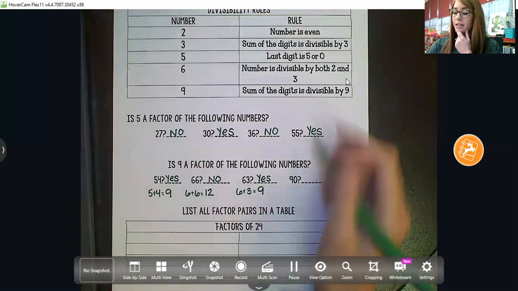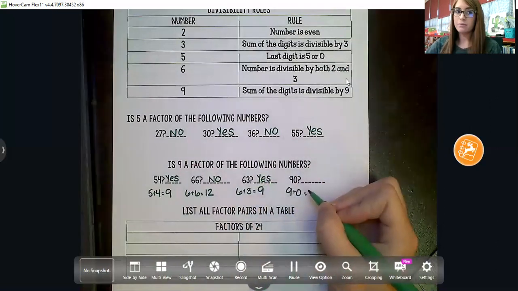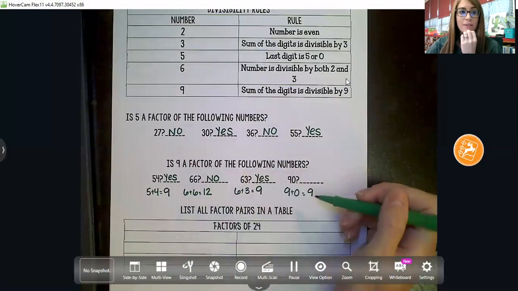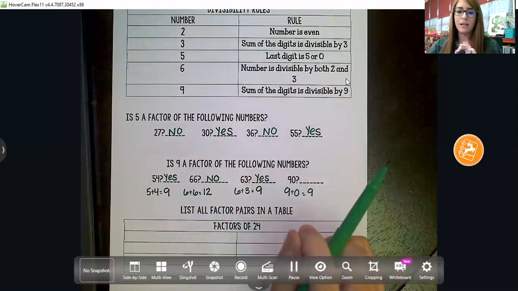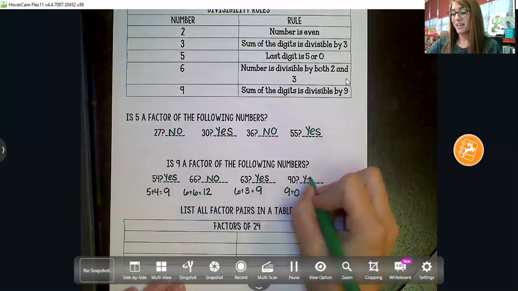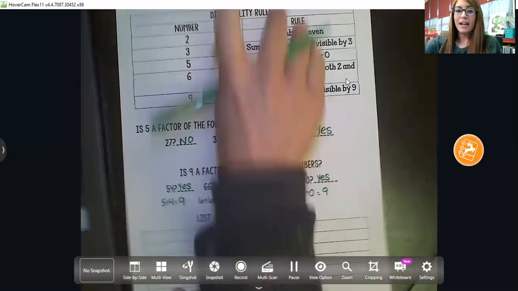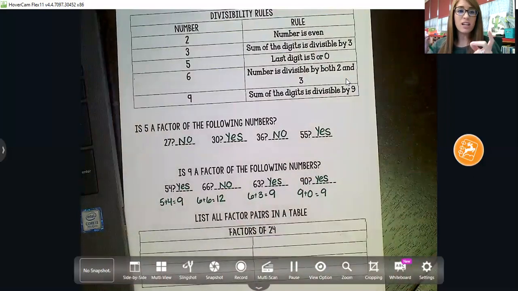Let's see, let's check 90. We've got 9 plus 0, which gives us 9. Very good. Can 9 go into 9 evenly? It sure can, which means that 9 is a factor or is not a factor of 90. Very good, is a factor, so that's going to be a yes. Good job.